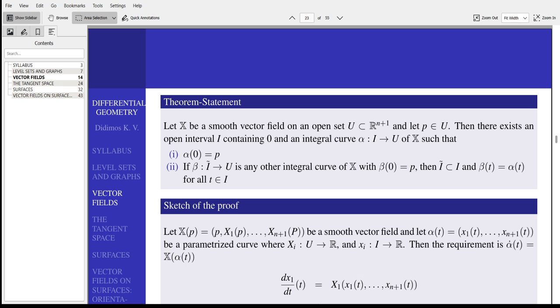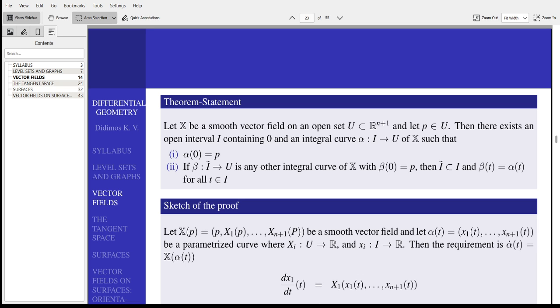If this is the case, there exists at least one integral curve alpha such that alpha of 0 is equal to P, and we have some kind of uniqueness. If beta is another integral curve of X, the same X, with beta of 0 equal to P, with the same property as this alpha, then that beta is the same as alpha on the common interval, or the domain of the interval of beta is always contained in that of alpha.